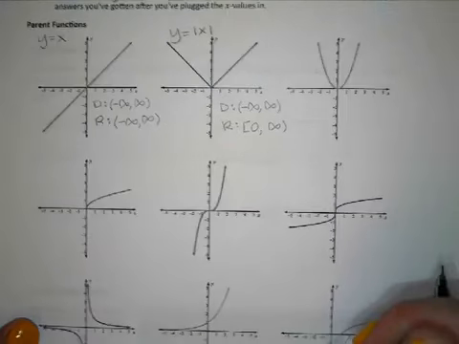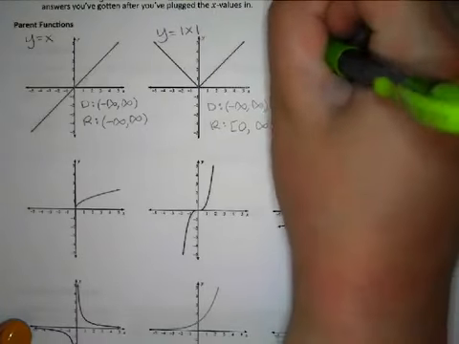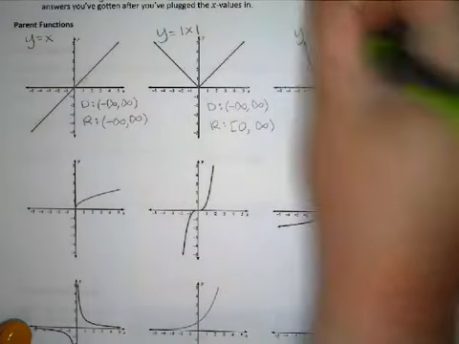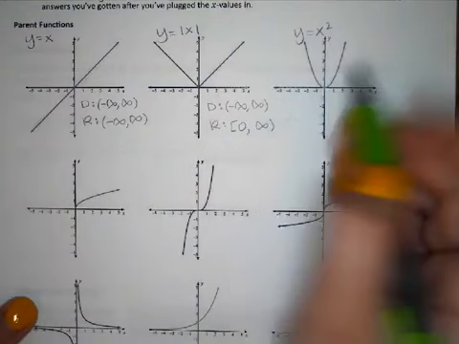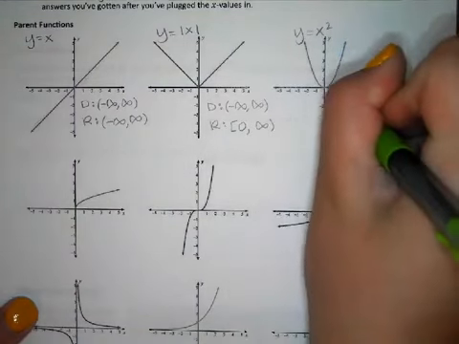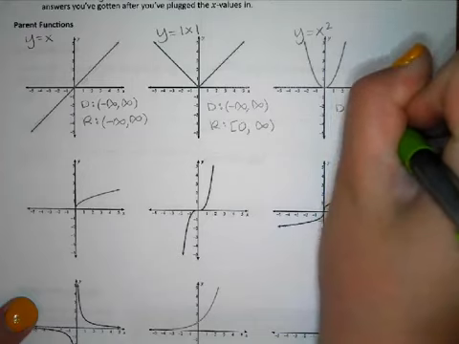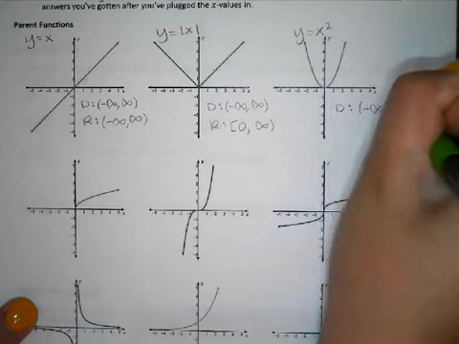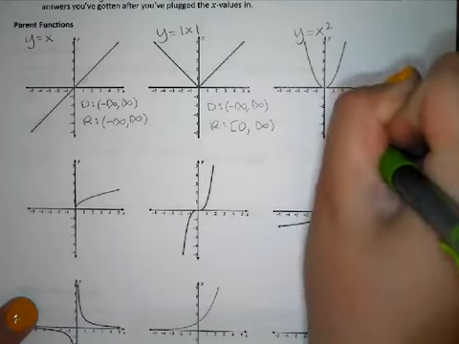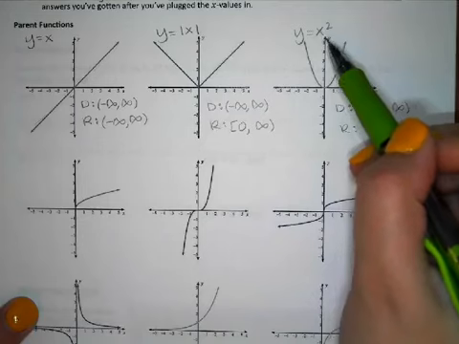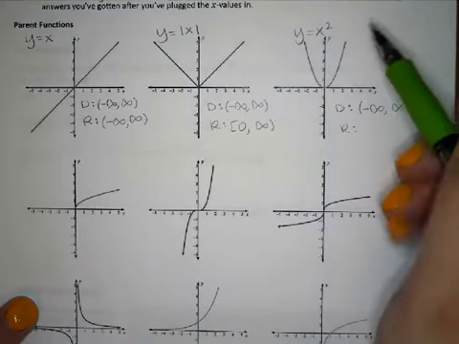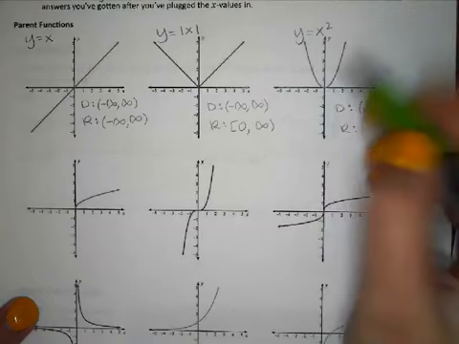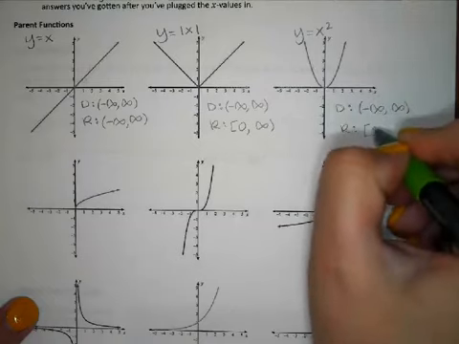Next is a quadratic function, y equals x squared. You can see here, left and right, that means that any x value that I want to plug into the equation, I can. All of them will give me answers. But since I'm taking a number and I'm squaring it, just like the absolute value function, whatever I plug in is going to become positive. So the very lowest value that I can have here is 0, and then positive values from there.